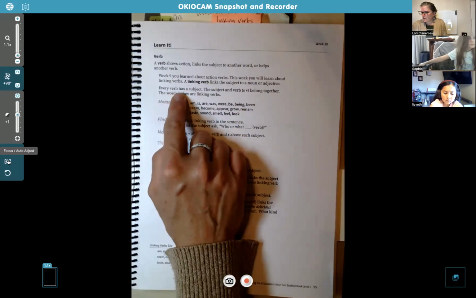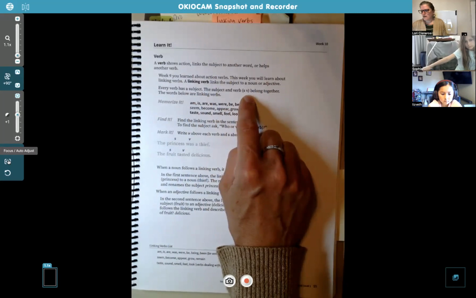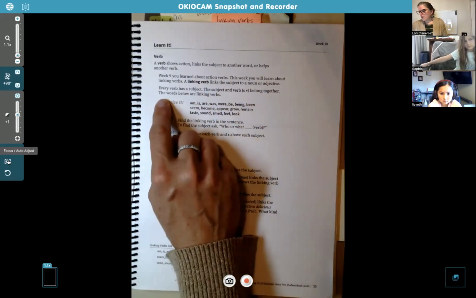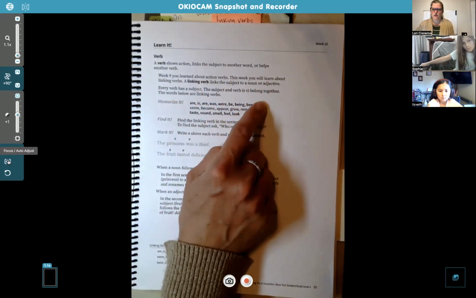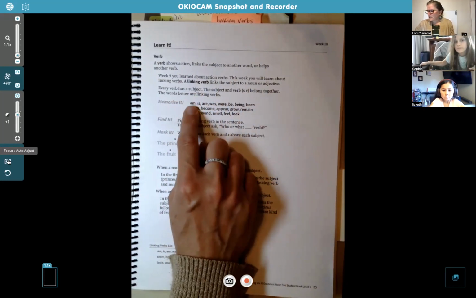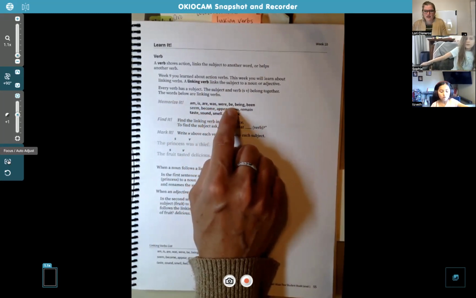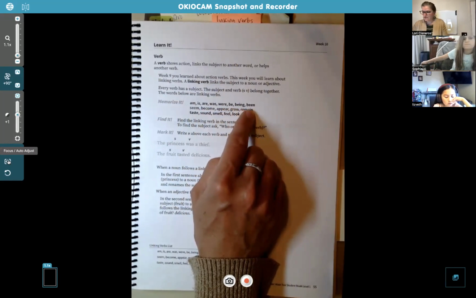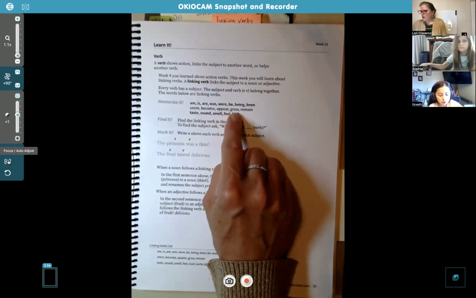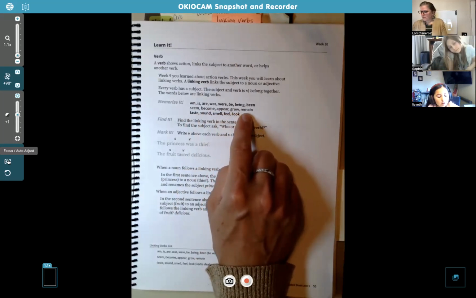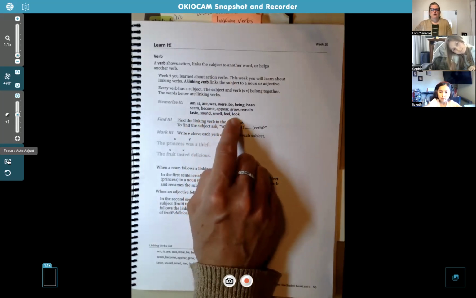So it says every verb has a subject. The subject and verb, SV, belong together. The words below are linking verbs. Okay, so look at all these words in here. They're in bold. It says am, is, are, was, were, be, being, been, seem, become, appear, grow, remain, taste, sound, smell, feel, look.